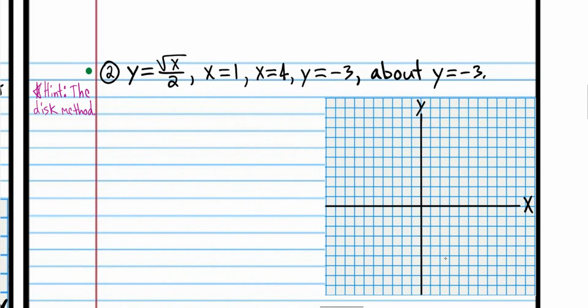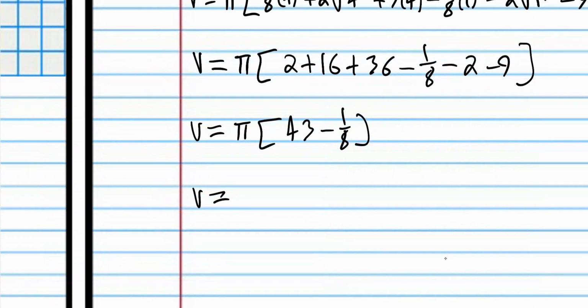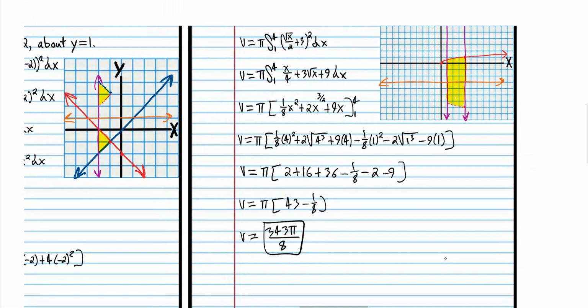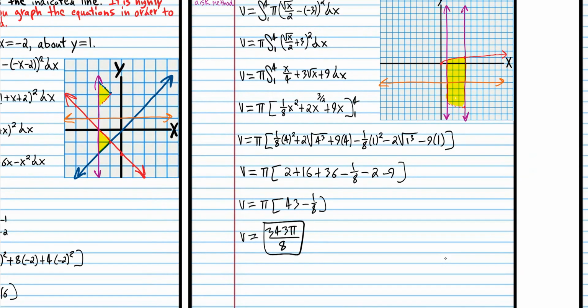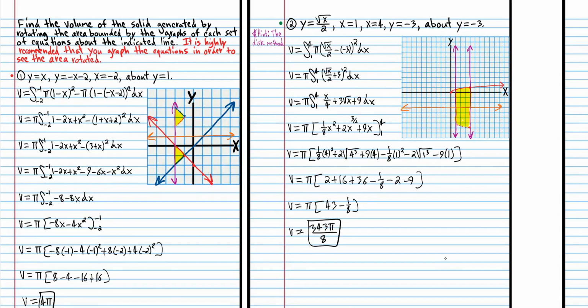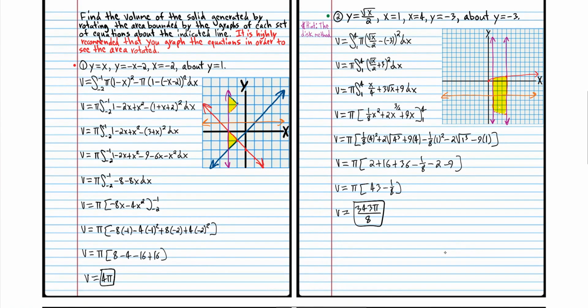Okay, we're back. So it looks like we have 343 pi over 8. Okay. So if you got that right, excellent.